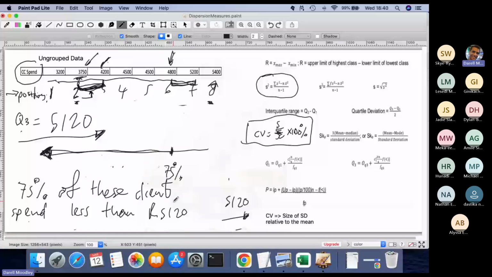That's how you interpret it. Okay, does that make sense? When you're interpreting an answer, don't just say the third quartile is 5.20. You need to interpret it like how I've shown you here. So it's very important that you understand what these values mean.